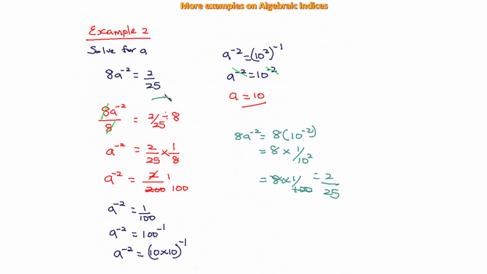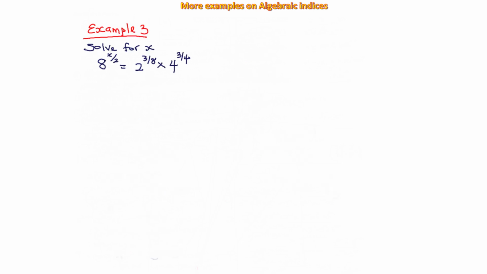Let me do a more complex example so you understand better. Here is another example on algebraic indices. Here we're told to solve for x. But in this case, you have your bases carrying fractions. This looks a little bit complex, but you're going to understand it. You break it down gradually and you arrive at your answer. Now let's move on with how to go about it.